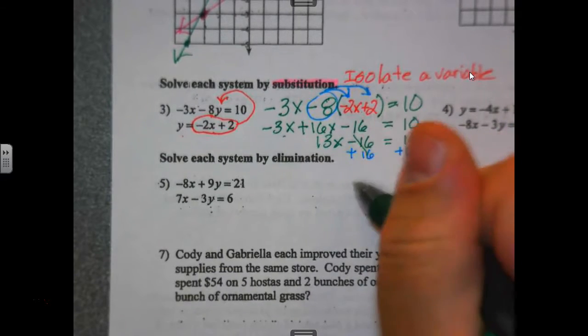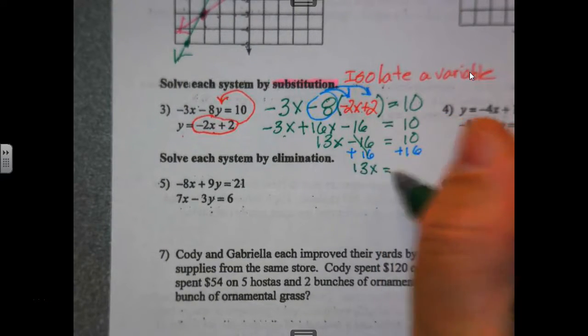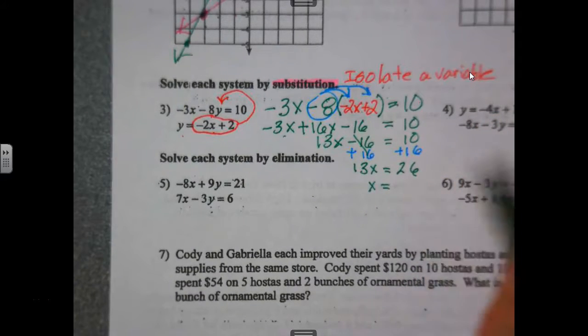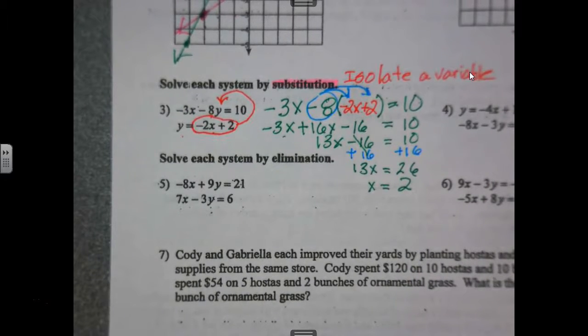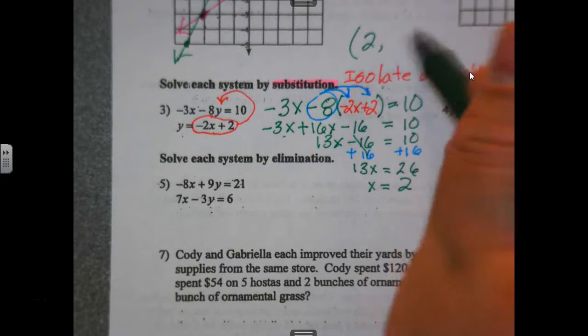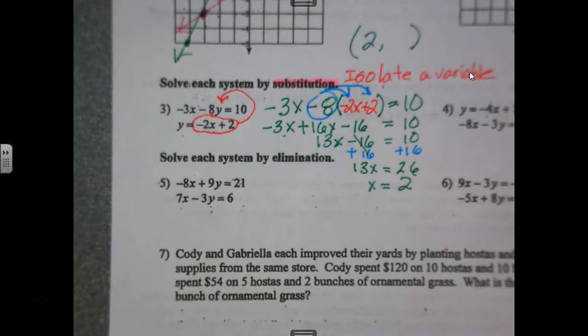So 13x equals 26. So what does x equal? That's right, 2. Okay, divide both sides by the coefficient 13. Now, am I done? No, because I only found one of the coordinates in my ordered pair. I've only found the x value to be 2. I got to go back and find y.